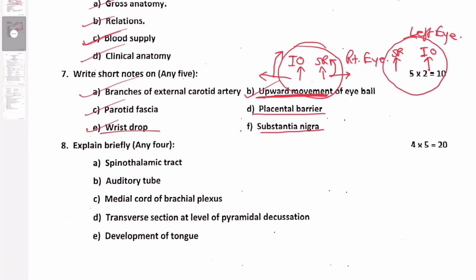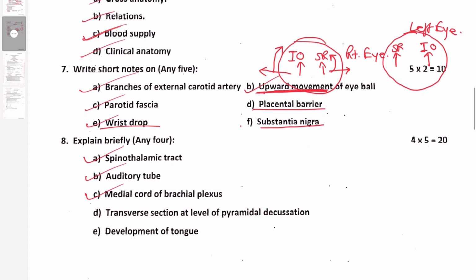Explain briefly any 4: spinothalamic tract. It has anterior and lateral divisions. The lateral spinothalamic tract generally conveys the pain and temperature sensations. Auditory tube, eustachian tube, very important. Medial cord I described with the fill in the blanks above. Transverse section at level of pyramidal decussation. Here you need to draw the transverse section of the medulla oblongata at its lower level. Then development of tongue is super important. You need to know this development of tongue.